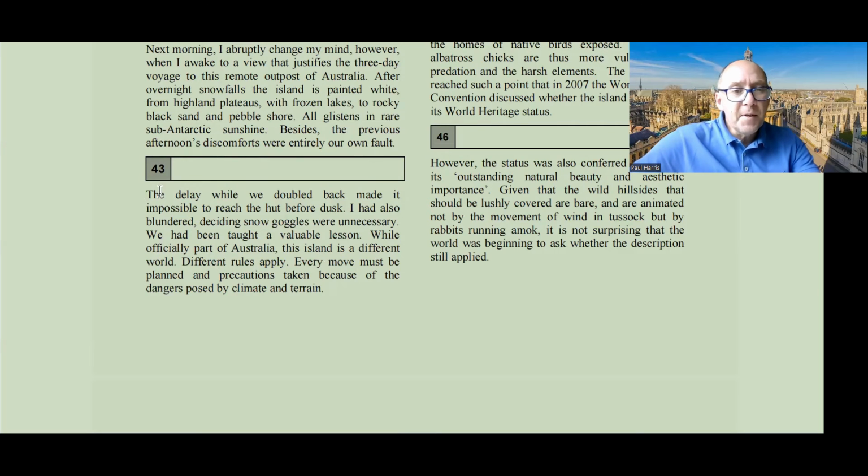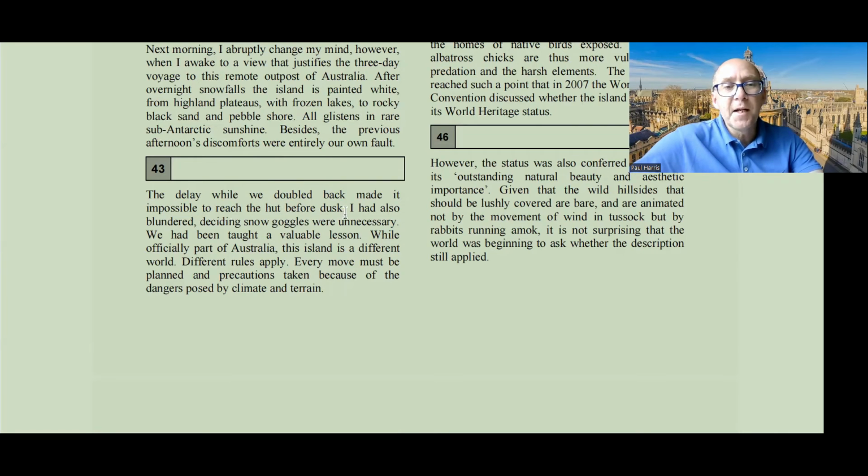Okay, there is a question here about a delay. So it took them more time than they thought. They had to double back. To double back means to return to a place. And we've got the question here that they went back to the hut.